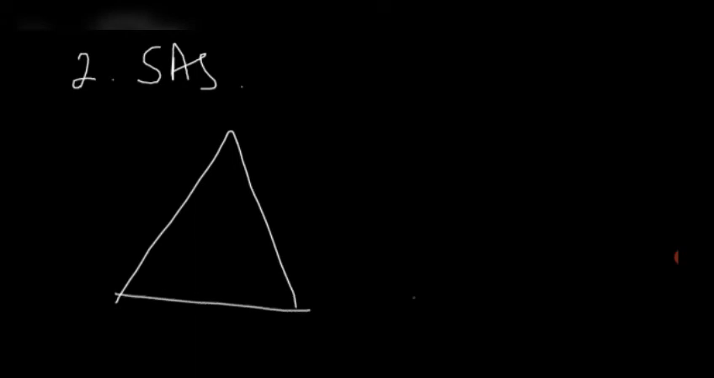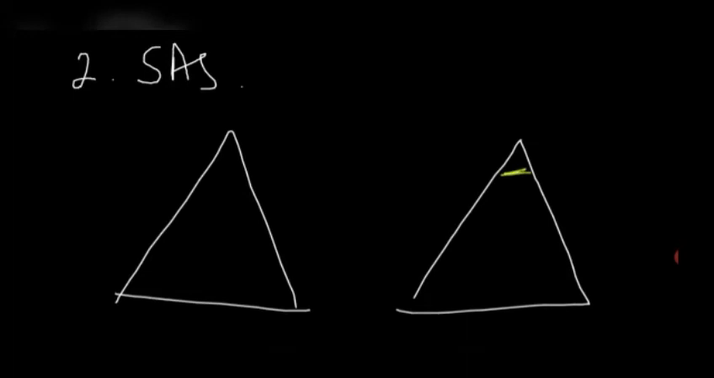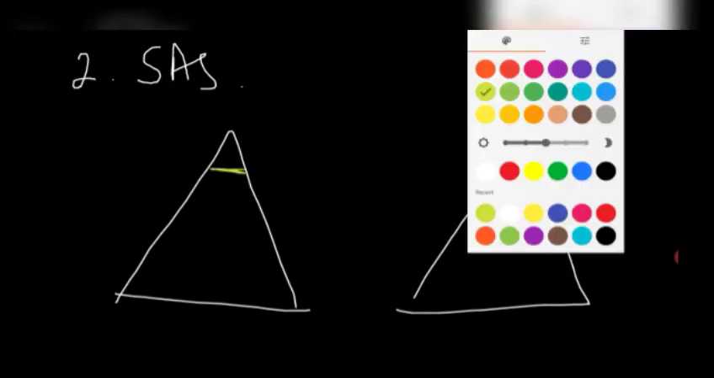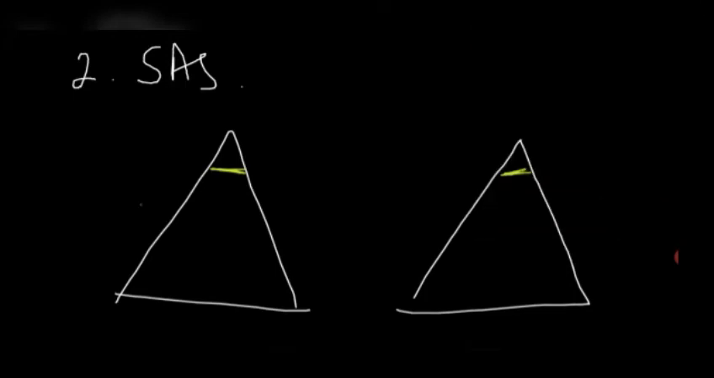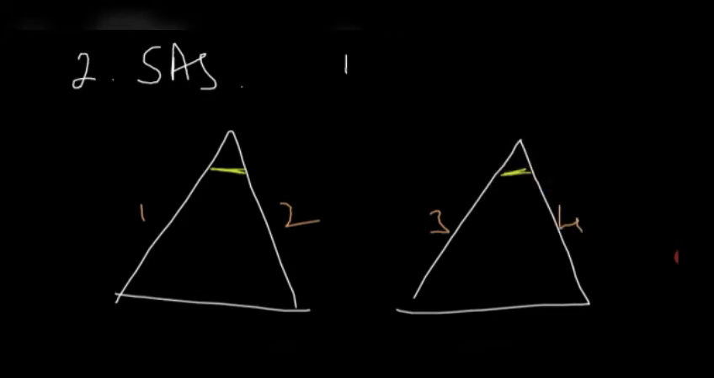What does this mean? There are two triangles. This angle has to be equal to this angle. First criteria. And let me name these sides like this. This is 1, this is 2, this is 3, this is 4. So the sides beside the angle has to be in a ratio. 1 is to 3 is equal to 2 is to 4. Then these are sides, not lengths. Then we can say these two are similar.